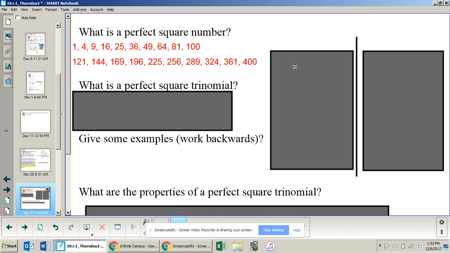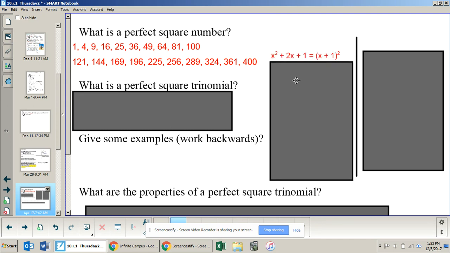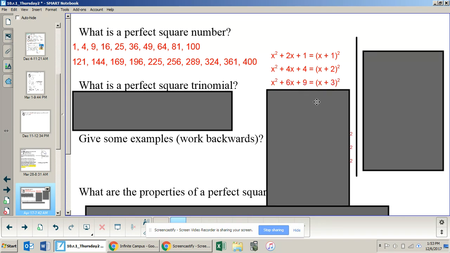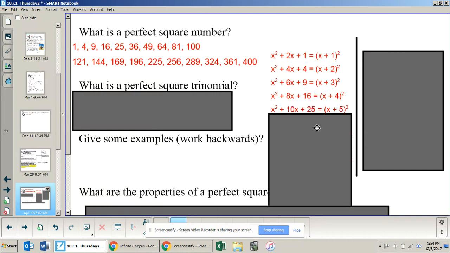So what is a perfect square trinomial? Well, here we have a trinomial x squared plus 2x plus 1. It's a perfect square trinomial because it's x plus 1, the quantity squared. Here's the second example. X squared plus 4x plus 4 is a perfect square trinomial because it's x plus 2, the quantity squared. And a third one, and a fourth one, and a fifth one.